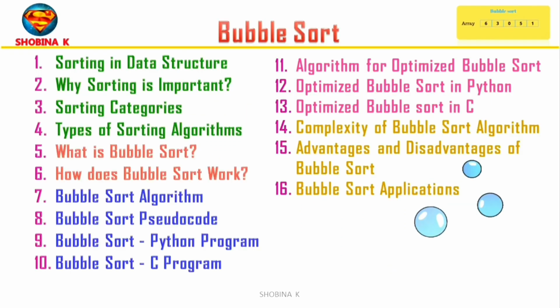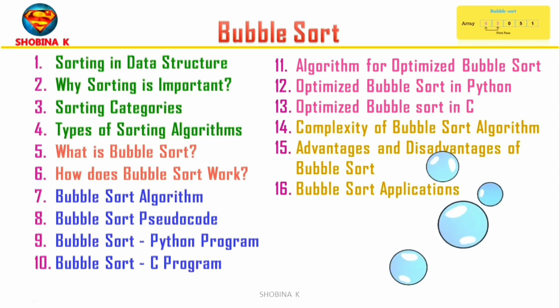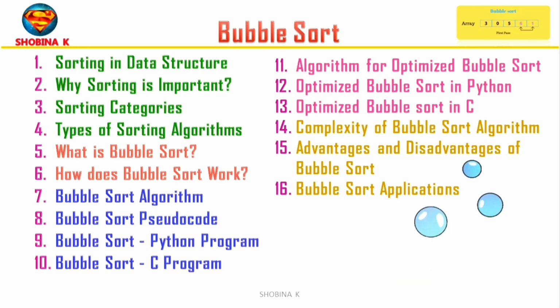What's in it for you: first we will see what is sorting in data structure and why sorting is important in data structure. Next, the categories of sorting in data structure. Also the types of sorting algorithm in data structure. Next, we will move to the core topic, what is bubble sort. After that, we will see how the bubble sort works. Along with that, we will see the bubble sort algorithm.